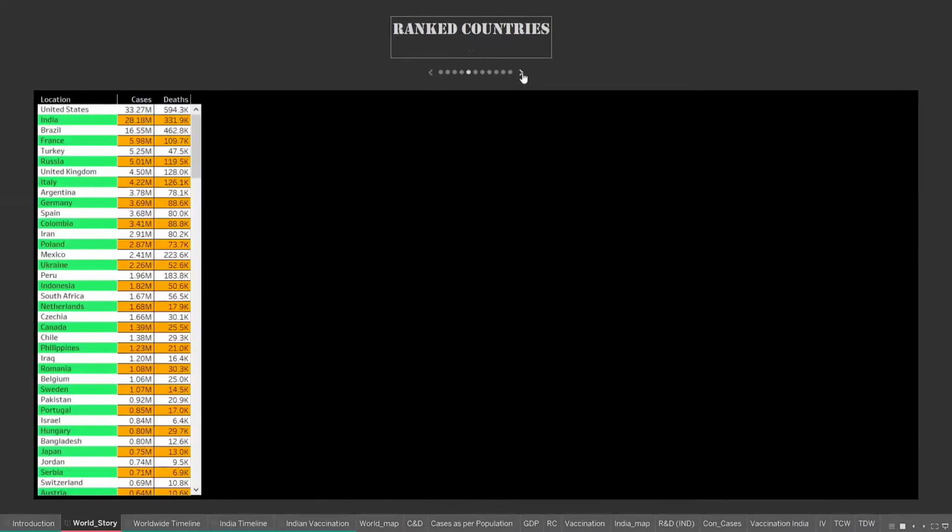In the next slide, we have this pivot table which represents the countries as per their total number of cases and deaths. Here we can clearly see US has 33.27 million cases and death being 594.3k.